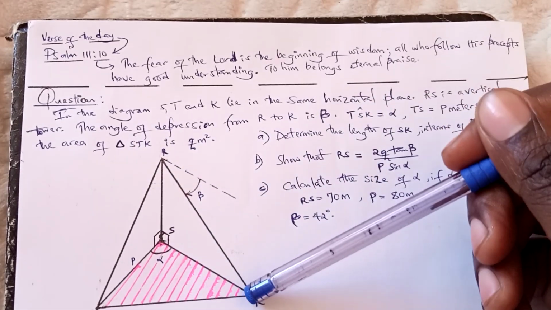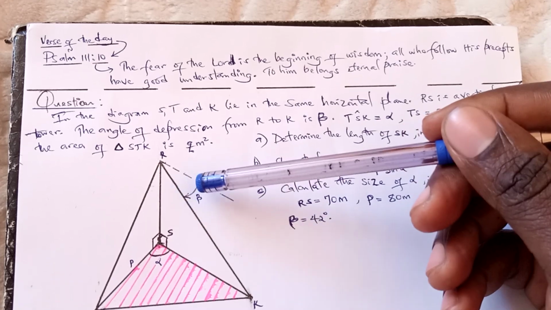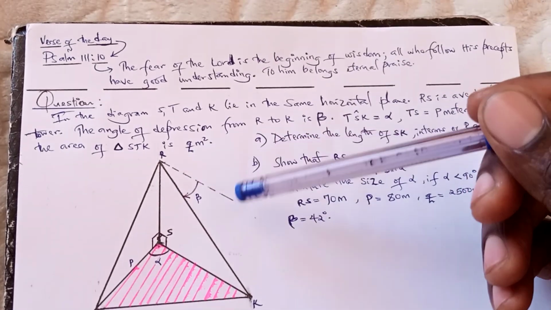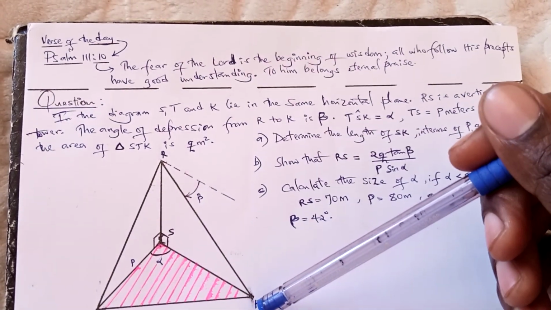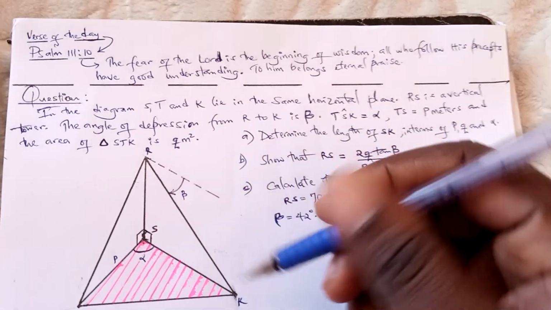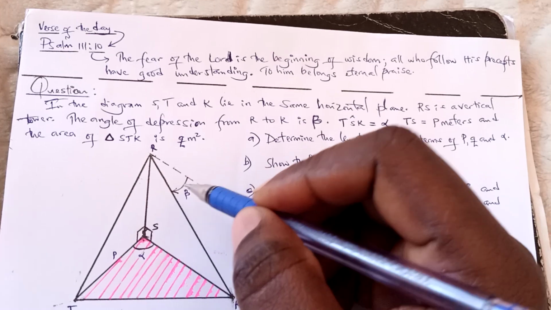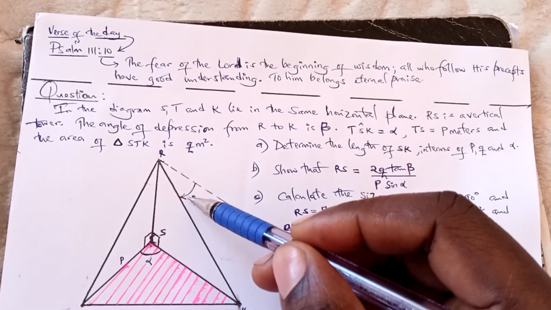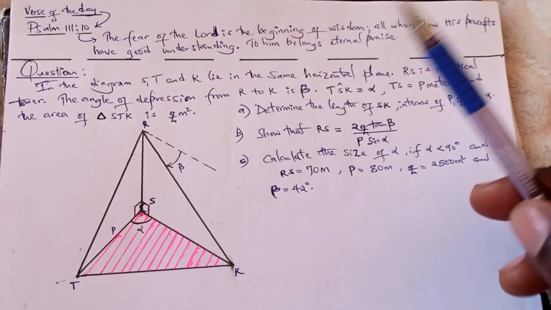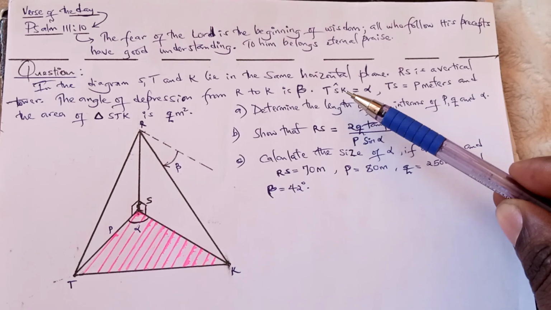This is a depression. Sometimes they can give you the angle of elevation. That would have been the angle of elevation from K to R. It would have been this angle. Because it's an elevation, this is a depression. That's why I'm putting an arrow here to simplify that for you. This is beta.